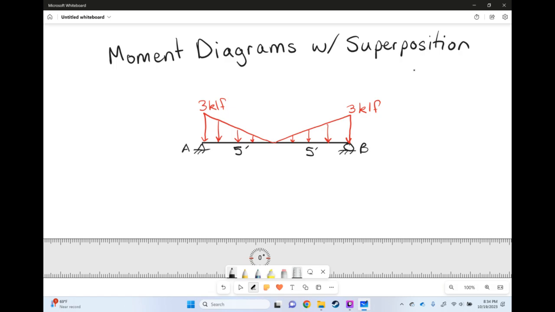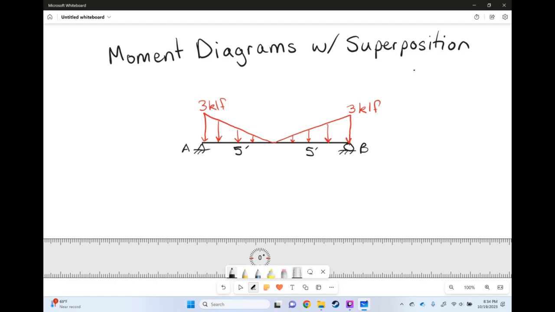So this video is going to cover moment diagrams with superposition. To start with, we have a simply supported beam, we have a pin at A, we have a roller at B. We have two linearly distributed loads, both of which have a maximum of 3 kips per linear foot, both of which are acting across 5 feet of this beam.